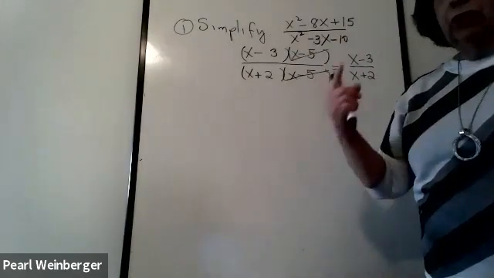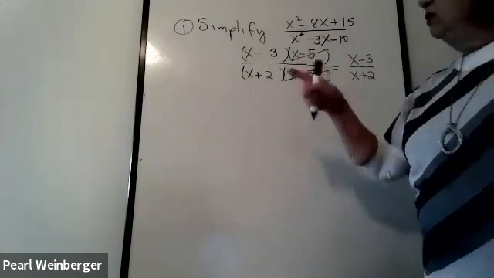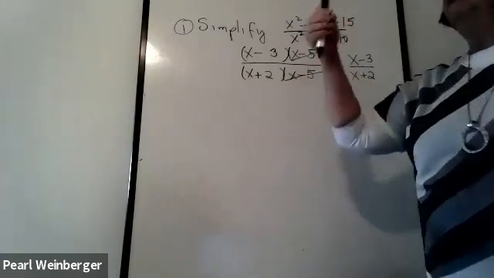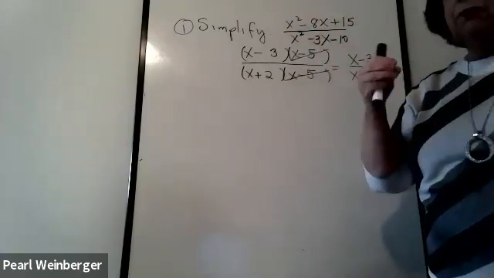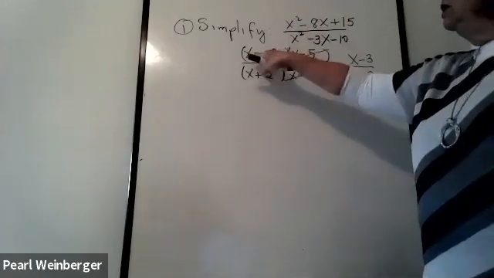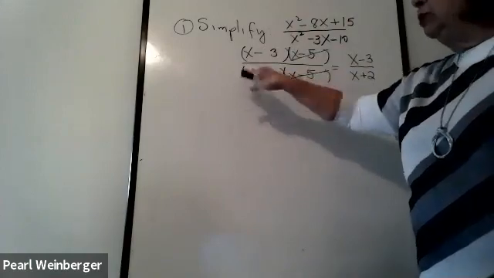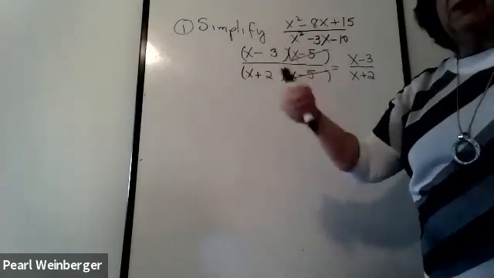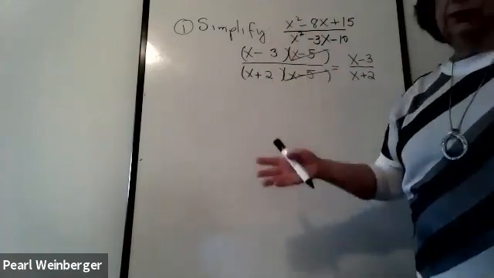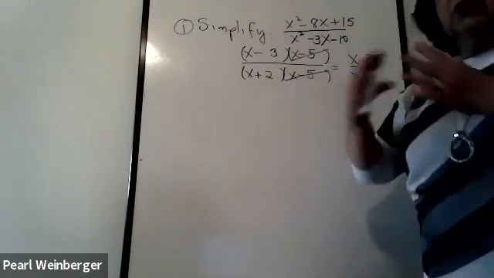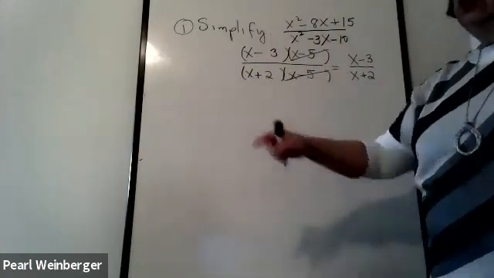The only exception to that rule is sometimes the order is switched, not the sign, but the order. In other words, instead of, let's say, having an x plus 2, you have a 2 plus x. They mean the same thing. x plus 2 and 2 plus x are identical. They can be canceled out.